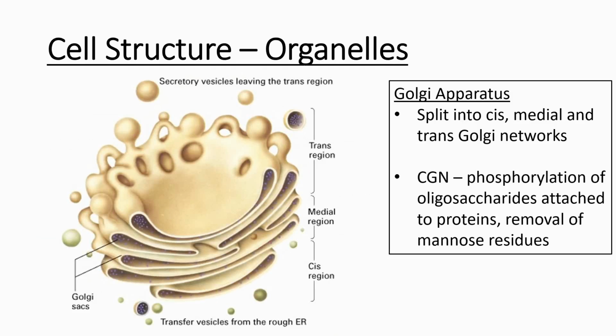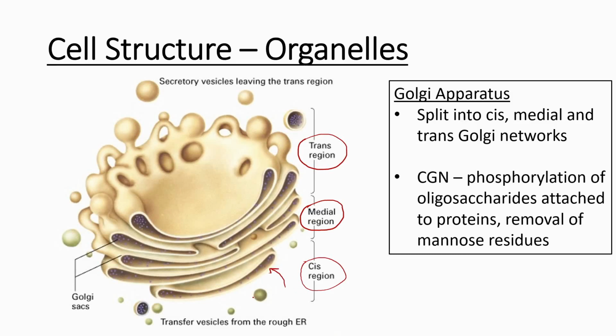Now here we've got the Golgi apparatus. You can see the cis region, and this region is going to be the region which is closest or facing the rough ER and the nucleus. The region in the middle is the medial region, and the trans region is going to be facing the plasma membrane, the closest to the plasma membrane. So firstly, vesicles from the rough ER fuse with the cis Golgi network or the cis region.